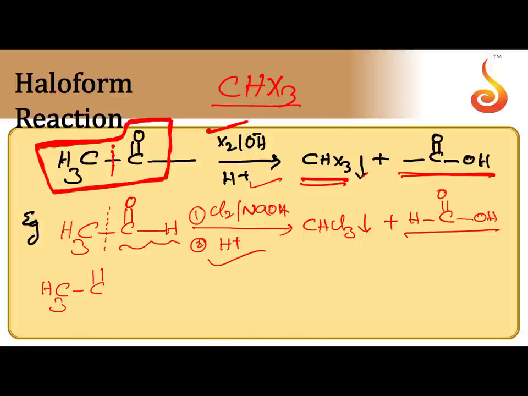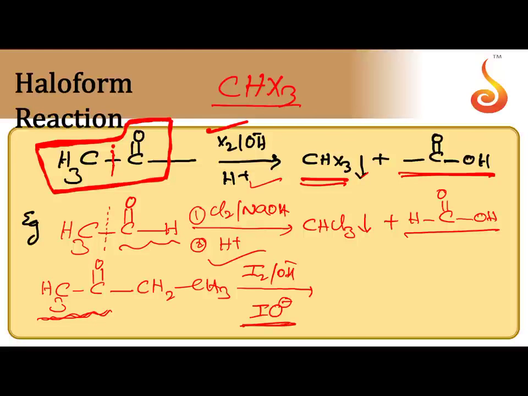Similarly, CH3COCH2CH3, you take butanone. Since CH3CO group is there, it gives iodoform test. Iodine in the presence of base. Sometimes they may give like this also, IO minus. When iodine or halogen is reacted with alkali, we can get hypohalite, XO minus. Simply they may give XO minus also. You have to understand this is haloform test.